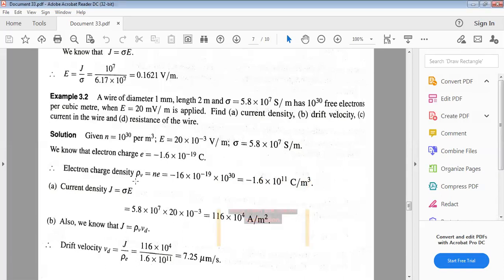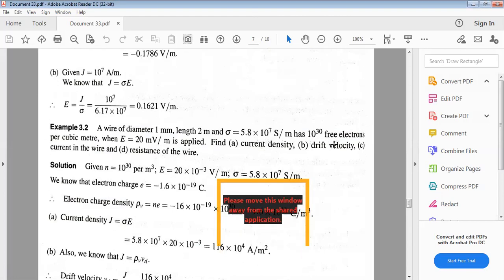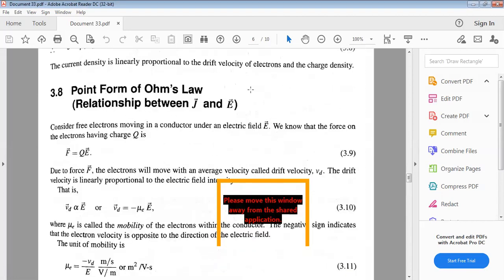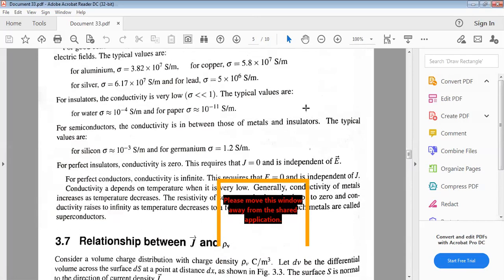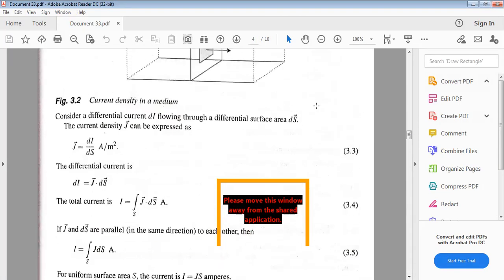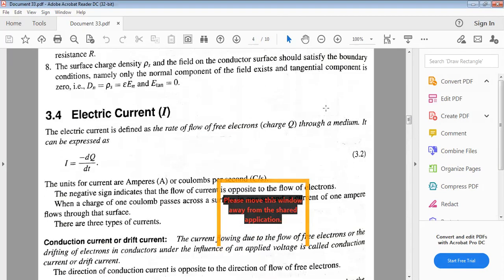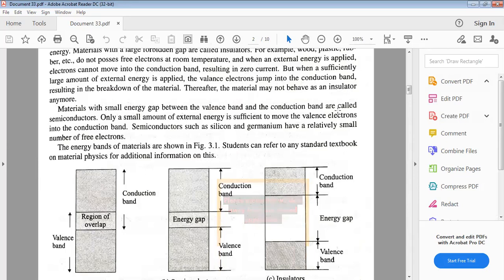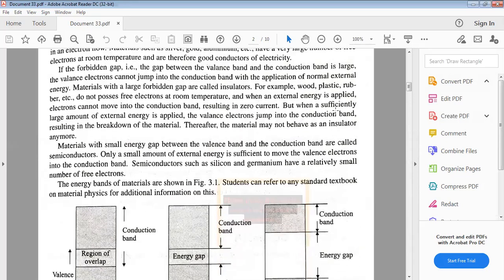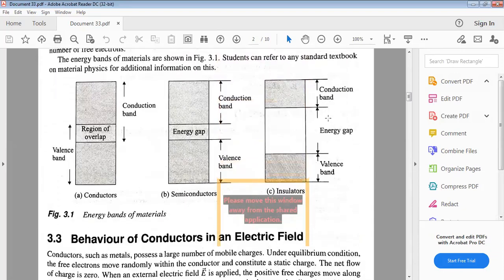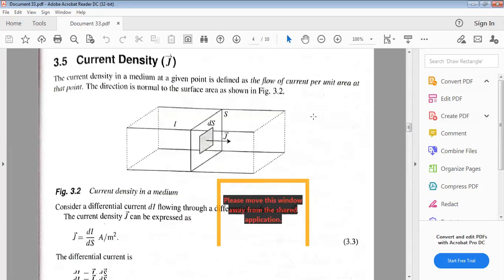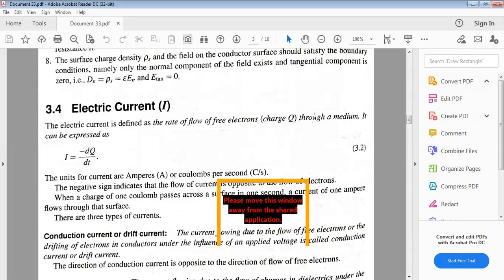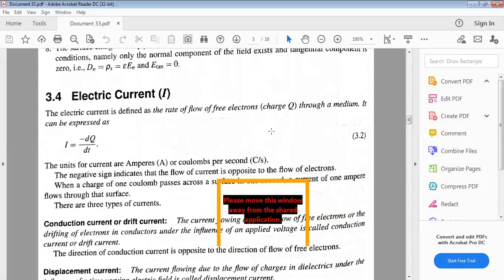Okay, we'll continue yesterday's class. See here, what did we learn in yesterday's class? Material classification: conductors, semiconductors, insulators, Ohm's law, current density, what exactly is meant by electric current, properties of conductors in the electric field, energy gap, I mean energy band diagrams of the materials. So electric current I equals minus dq by dt, where the minus sign indicates the electron flow, which is opposite to current flow.